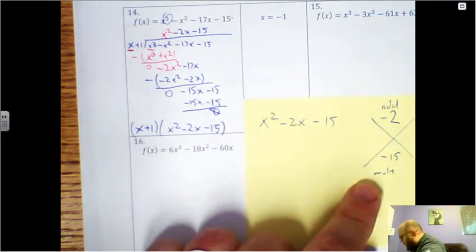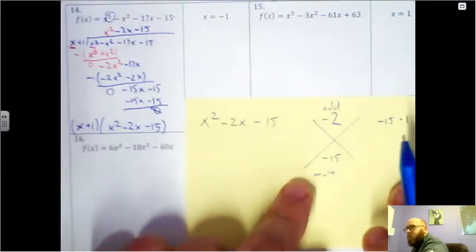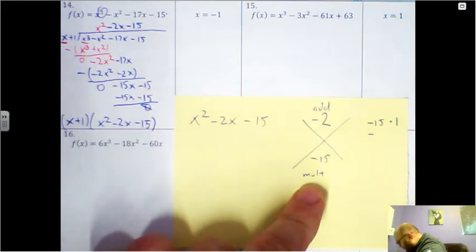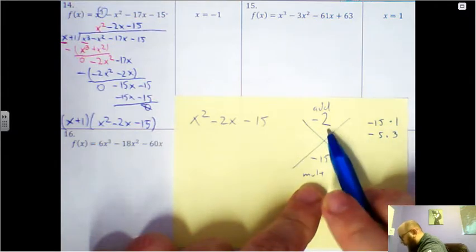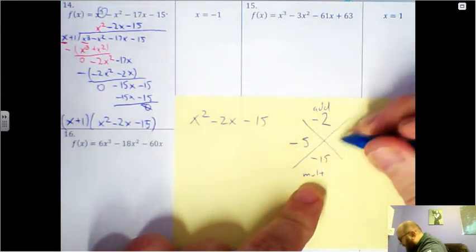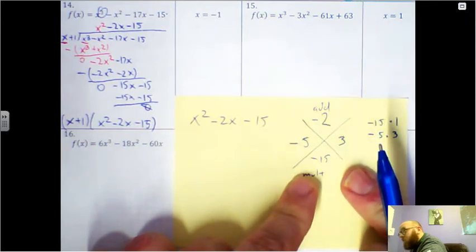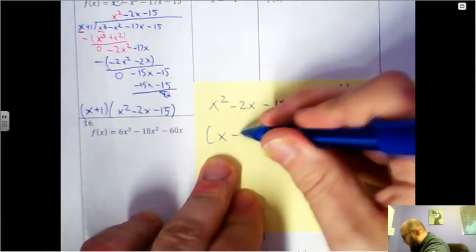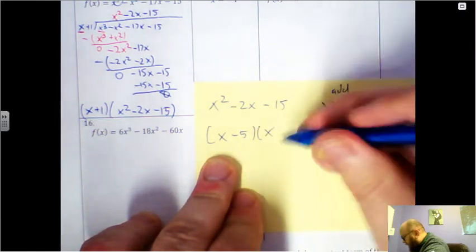Well, what two numbers multiply to negative 15? Negative 15 and 1 are two numbers, but if I add them, I'd get negative 14. Negative 5 and 3 would multiply to negative 15, and when I add them, I get negative 2. So I know that negative 5 and 3 are my factors, so I can rewrite this as x minus 5, x plus 3.